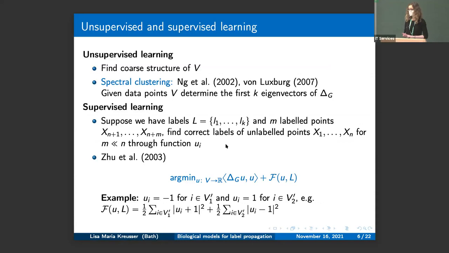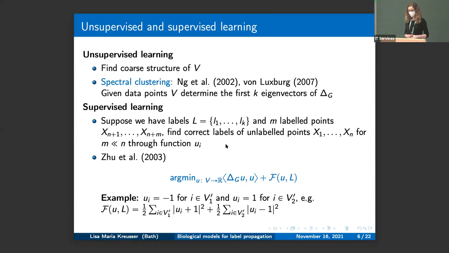assume that we have a certain number k of labels given, and we assume that m labeled points are given, which we denote by x_{n+1} to x_{n+m}. And now we want to find labels of all the unlabeled points x_1 to x_n, where generally speaking, we assume that m is much smaller than n. So we have only a really small number of labels given, and now we want to infer how the labels would look like for all the remaining points.